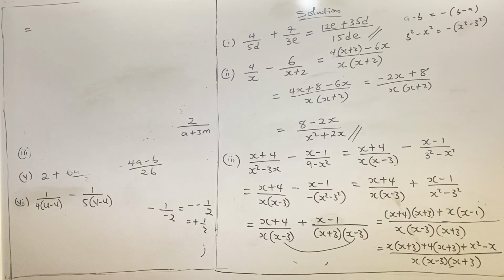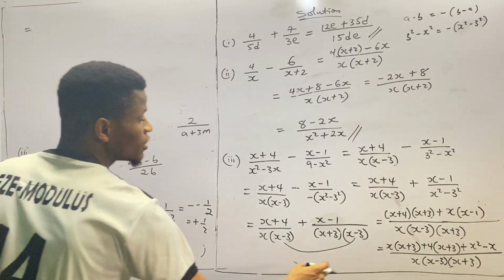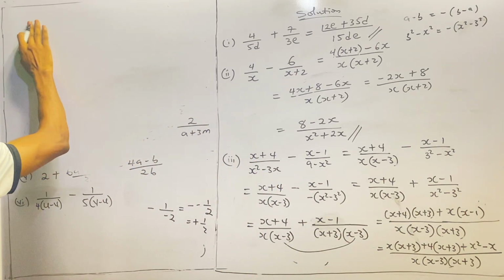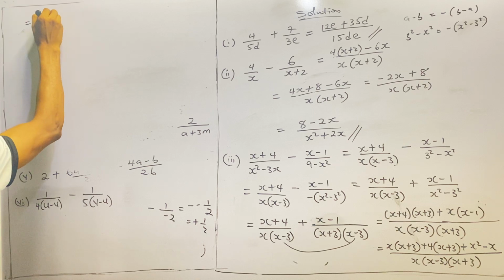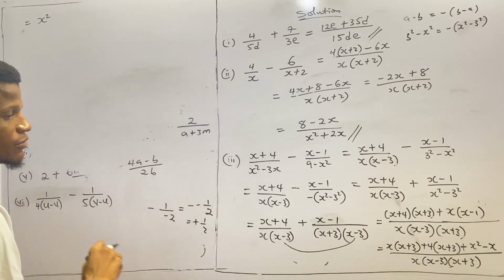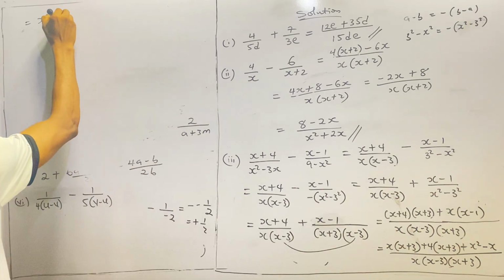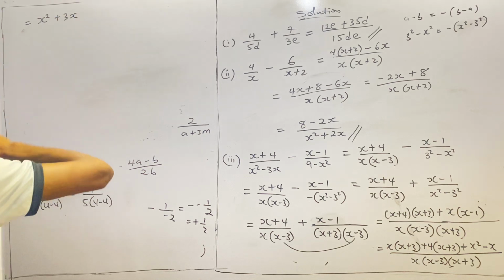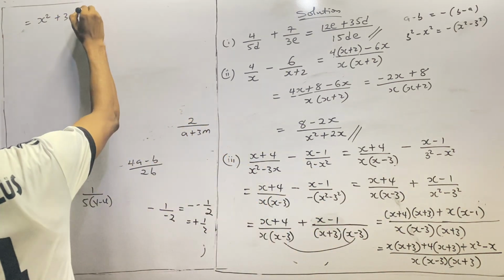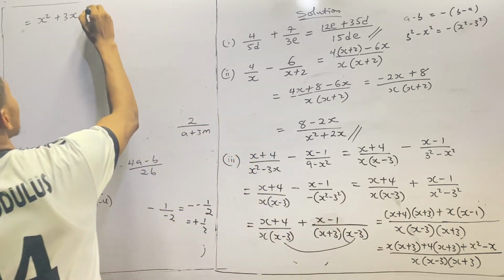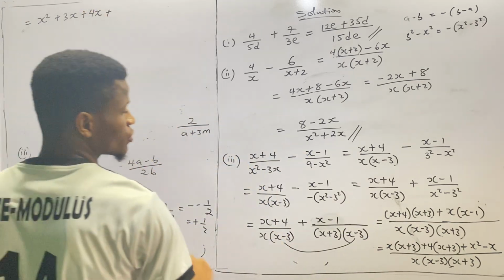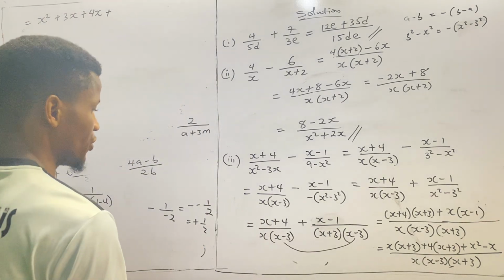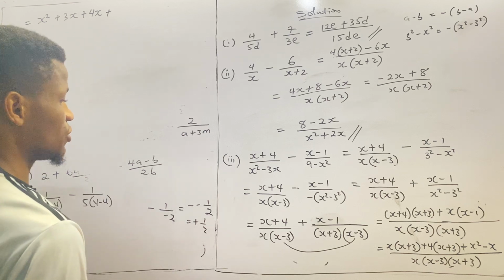So if we open a bracket there, x times x is x squared. So here we have x squared, all right? So plus x times 3 is 3x. We're done with that. So we have plus 4 times x is 4x, plus 4 times 3 is... So let me check if we are not making any mistake.